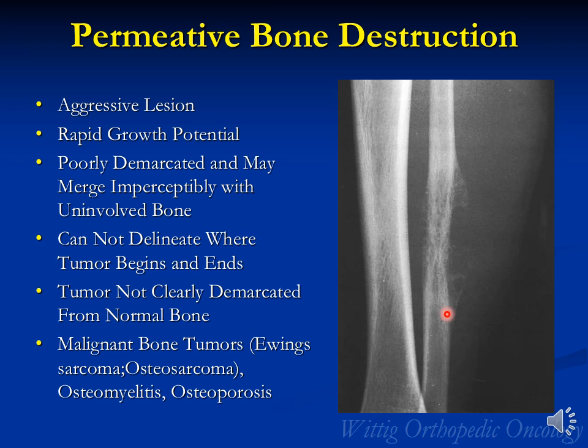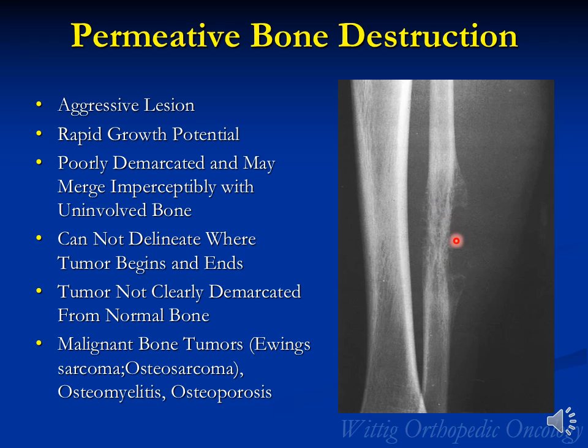Here's an example of a permeative pattern of bone destruction. This is the fibula. There's a lesion in the fibula. You cannot make out the borders of the lesion or where the tumor ends and normal bone begins. The tumor has grown outside the cortex and has destroyed the periosteum in this area, but it's elevated the periosteum at the perimeter to form these Codman triangles.